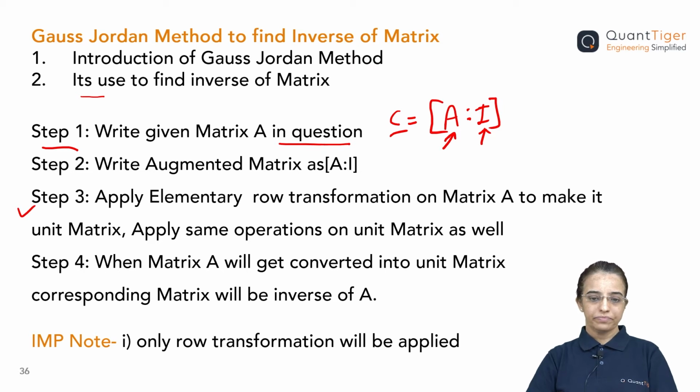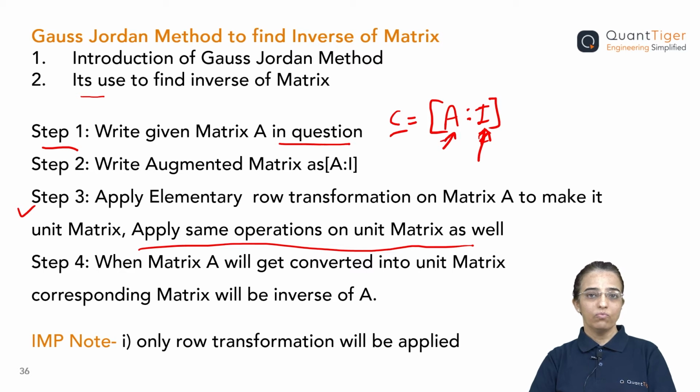So by applying row transformations, you have to keep converting the given matrix into a unit matrix. And the same transformations you will be applying on I, the unit matrix, as well. Whatever I we have taken, we keep applying the same transformation on it. And till which point will we do this? At some point, the given matrix A will get converted into the unit matrix. At that step we stop applying further transformations.